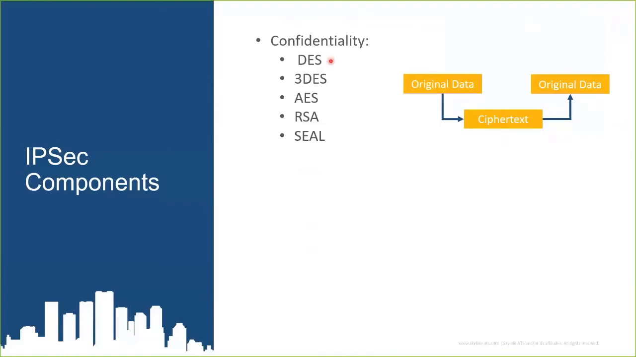Now, DES, triple DES, and AES. DES was actually developed by IBM. It uses a 56-bit key. It is a symmetric encryption algorithm, which means that the same key that is used to encrypt the data is also used to decrypt the data.